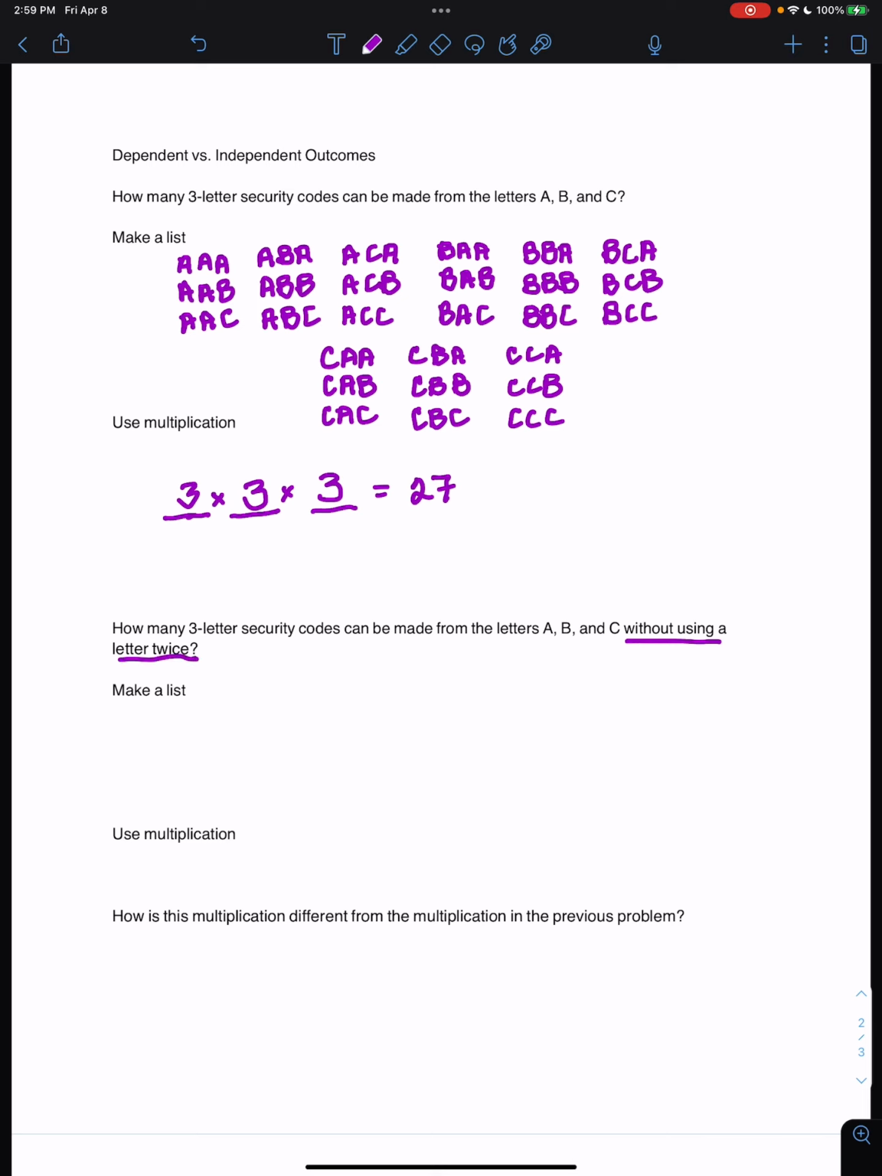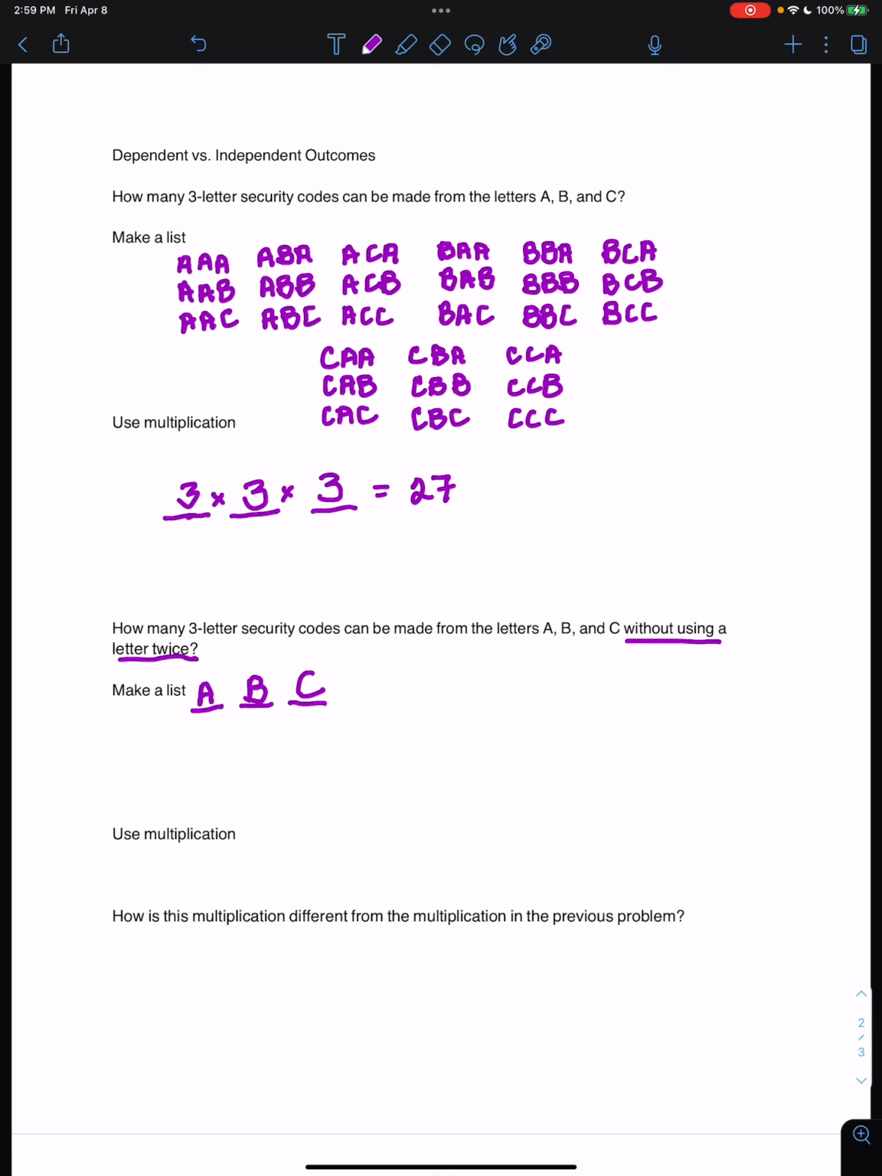And there's the dependent part, right? So for example, I'm making three-letter security codes. If my first letter is A, I can't use A again in my security code. If my second letter is B, I can't use B again. So my third choice has to be C.